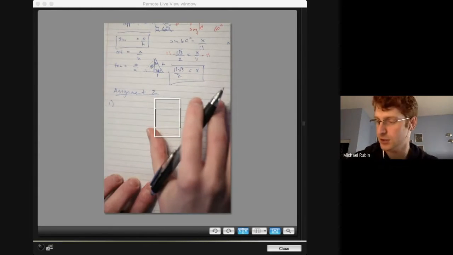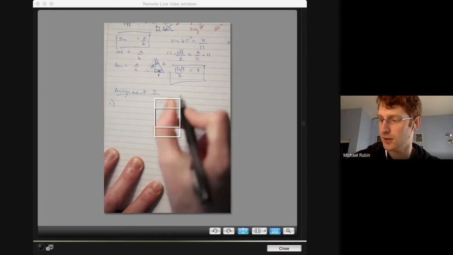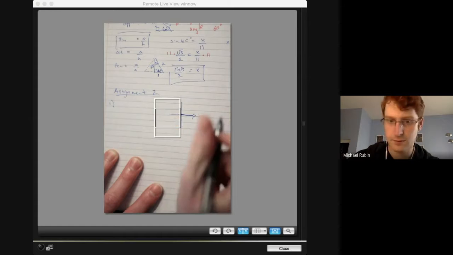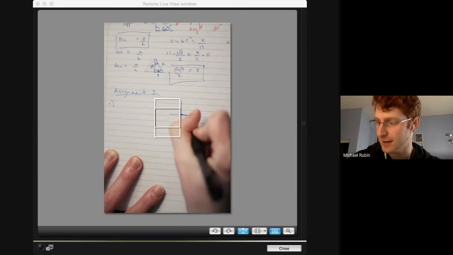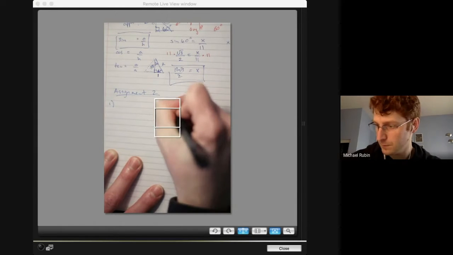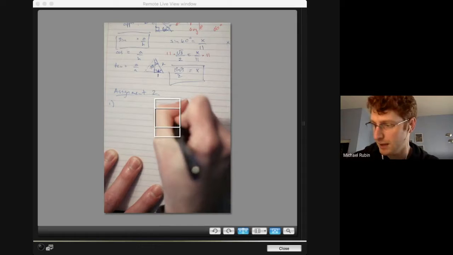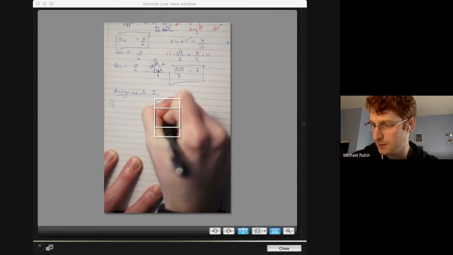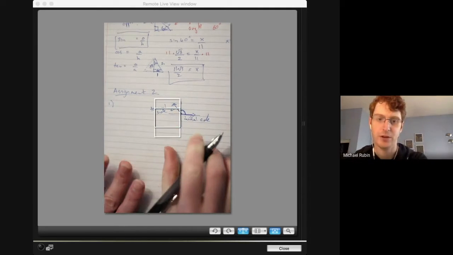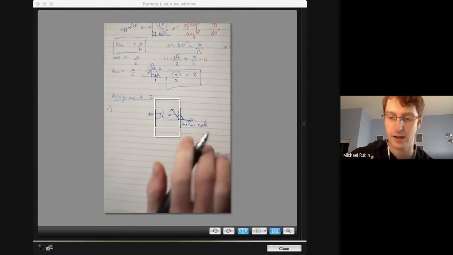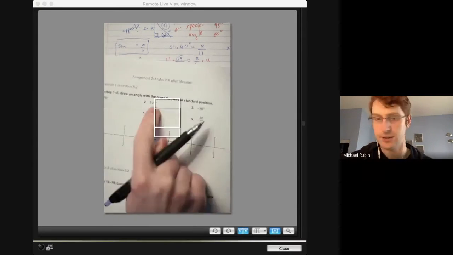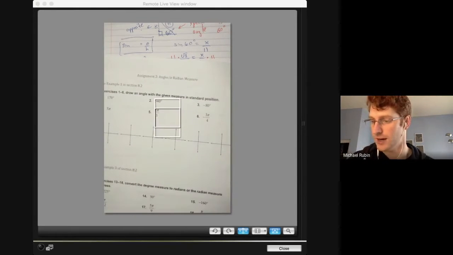So remember, standard position of an angle is just when it's on an XY coordinate grid where the initial side is on the positive x-axis, and then the terminal side is where the angle ends. So that's standard form. I just want you to sketch that angle with degrees and radians. Problems 1 through 3 are degrees here, and 4 through 6 are radians.